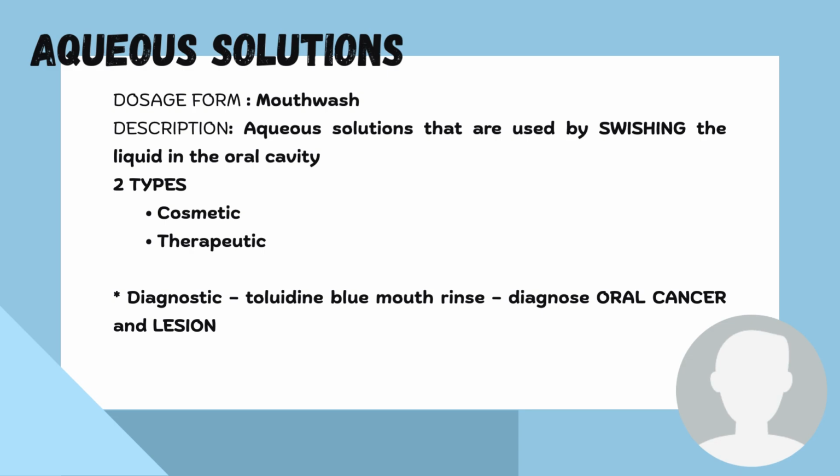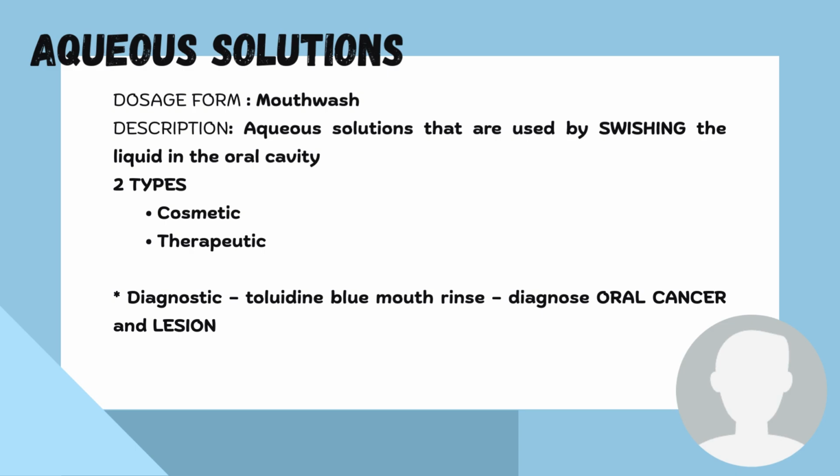Types of mouthwashes. First, we have the cosmetic mouthwashes. It is used mainly to refresh the mouth, remove bad odor, and improve taste. Example, commercial mouthwashes like Listerine or Colgate Plax. They help in oral hygiene, but they don't treat diseases directly. And then second, therapeutic mouthwashes contain active ingredients that have antimicrobial, anti-inflammatory, or antifungal effects. It is used for oral infections, gingivitis, or post-dental procedures. Like, for example, chlorhexidine gluconate mouthwash. It is used to reduce bacteria in the mouth.